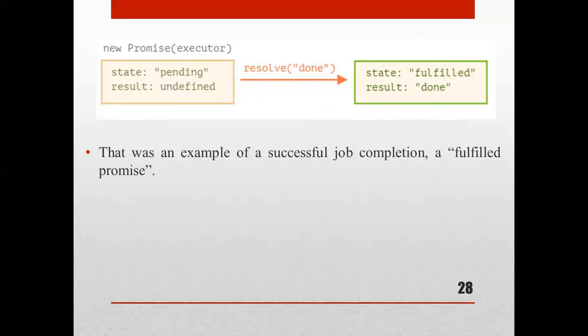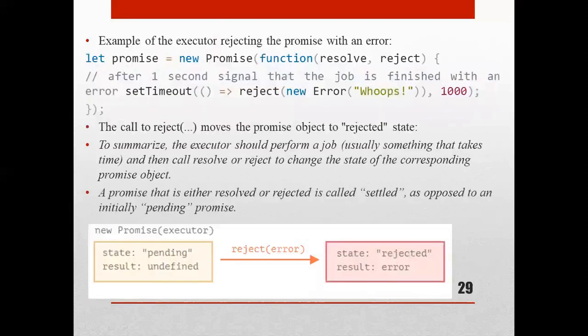Now we are going to see an error promise. Here is an example of an executor that rejects the promise with an error. We create a new promise with the callbacks resolve and reject. After 1 second, we signal that the job is finished with an error. In setTimeout, we write the reject callback and create an error. So the call to reject moves the promise object to the rejected state.